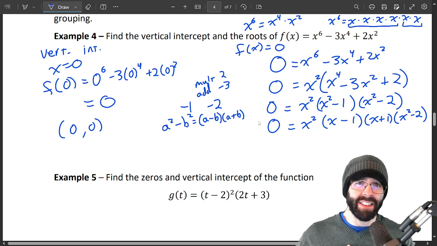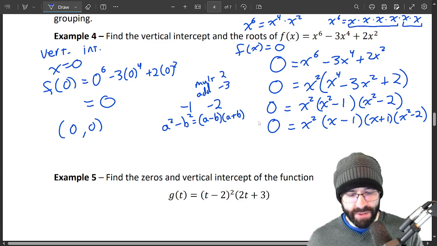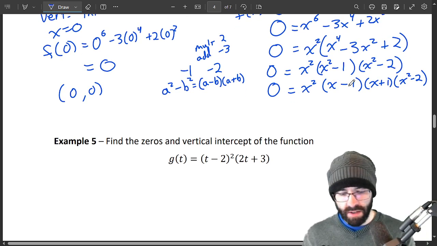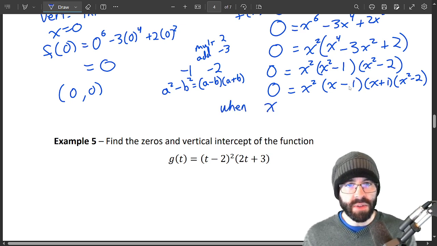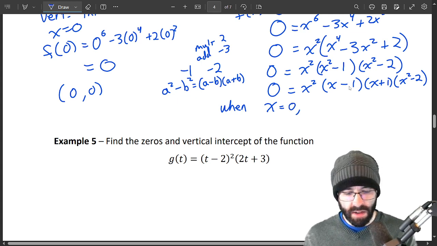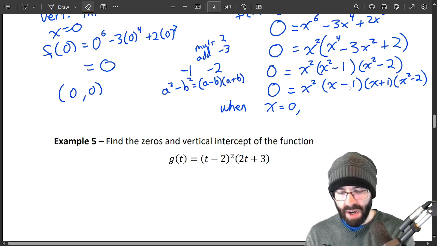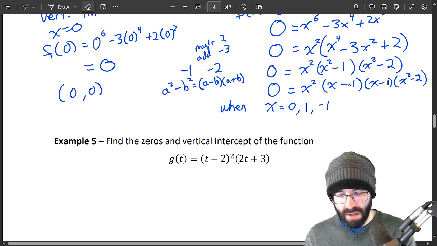What are we trying to find? We're trying to find the roots. When does this equal 0? It equals 0 when each piece is 0. So this is true when the first piece is equal to 0. Well, that's when x is 0. When the second piece equals 0, that's when x is positive 1. When the third piece equals 0, that's when x is negative 1.